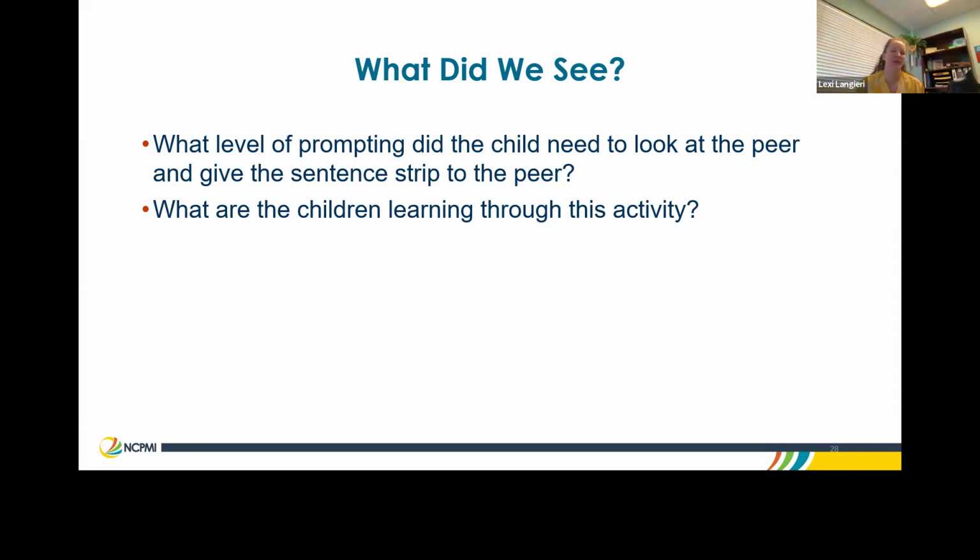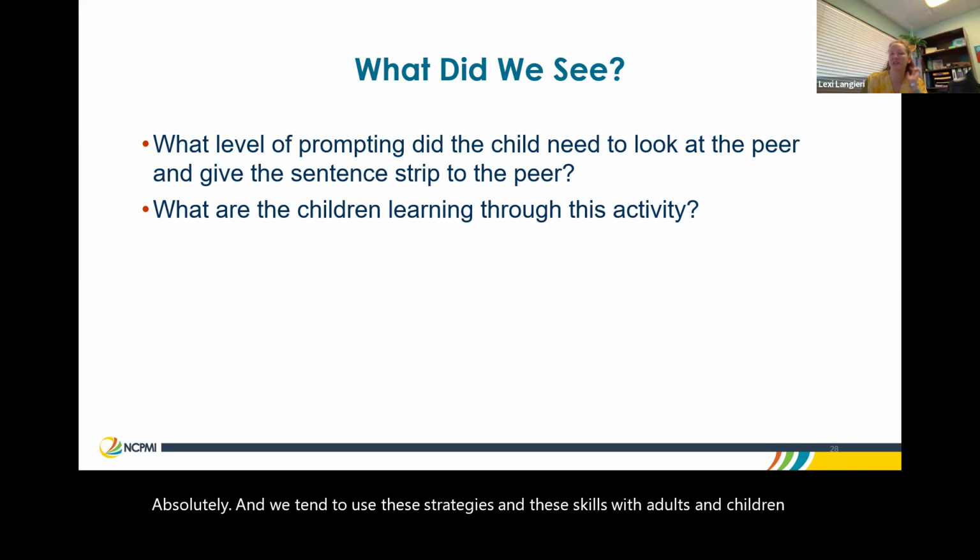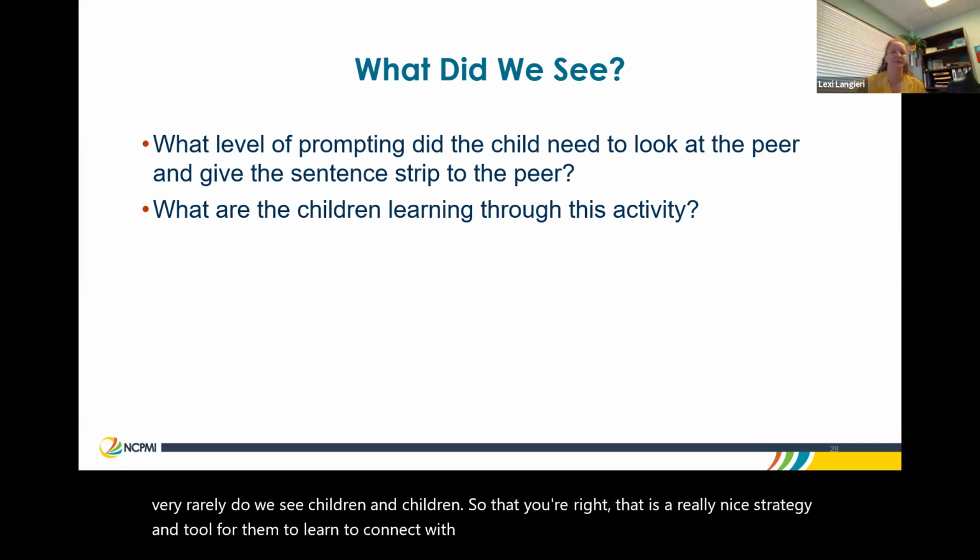Yeah, absolutely. We tend to use these strategies and these skills with adults and children, but very rarely do we see children and children. So you're right, that is a really nice strategy and tool for them to learn to connect with others.